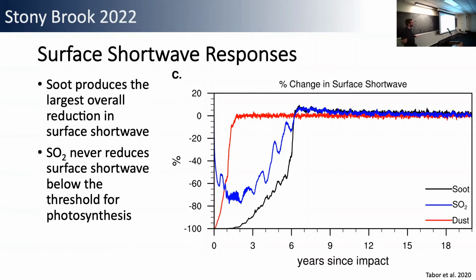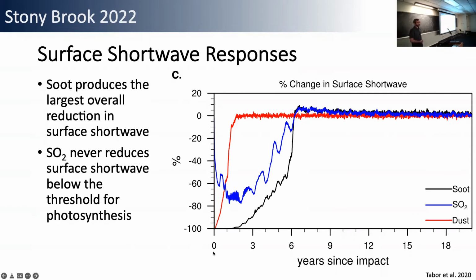And what I just want to highlight here is that the biggest reduction in surface shortwave radiation is really coming from the soot. So soot and its radiative properties does a very good job at preventing that shortwave radiation from reaching the surface. And we have over 2 years of light levels basically below 1% of normal. In contrast, the SO2 can do a fairly good job of blocking light, but as the particles become larger, their efficiency at blocking the light and scattering the light becomes less, and it really never gets low enough light levels to completely prevent photosynthetic activity, but still, you know, gets down to upwards of 80% reduction in light levels from SO2 emissions.